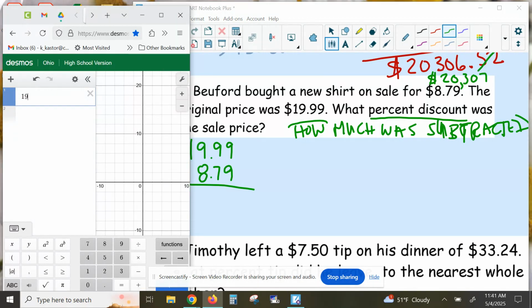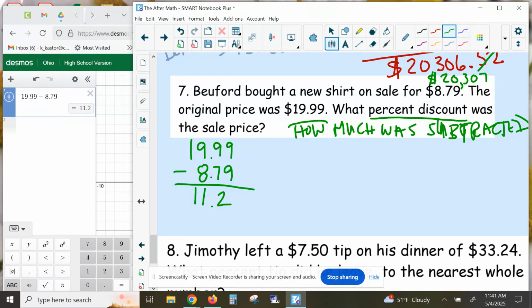We got 19.99, oopsie, my point didn't show up, minus 8.79. So $11.20. So this was the discount, right? That was the discount. So we need to figure out what that was. We need to figure out the part over the whole equals the percent over 100.